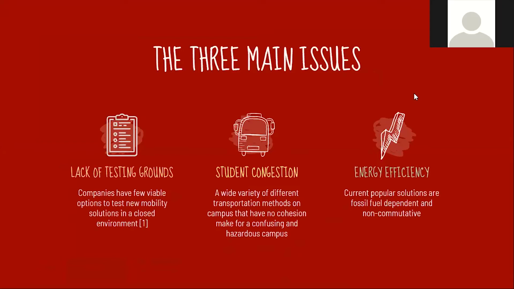Another issue is student congestion. There is no singular method of getting across campus as of current, and the infrastructure is not designed well for the variety. Cars will drive on sidewalks, scooters drive in the streets, and people walk everywhere. A way to track different types of traffic could assist in reordering and repurposing underutilized areas.